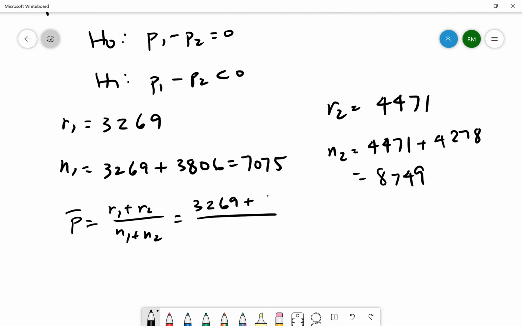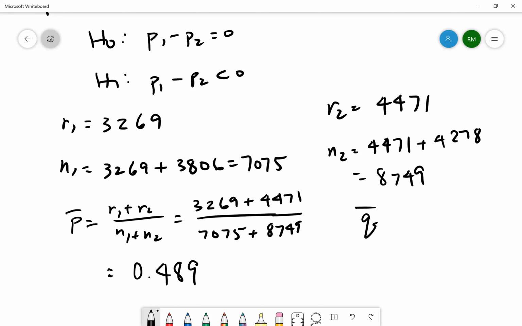3269 plus 4471 over 7075 plus 8749. And that's roughly equal to 0.489. And so Q bar is 1 minus P bar, which is 1 minus 0.489, so that's 0.511.